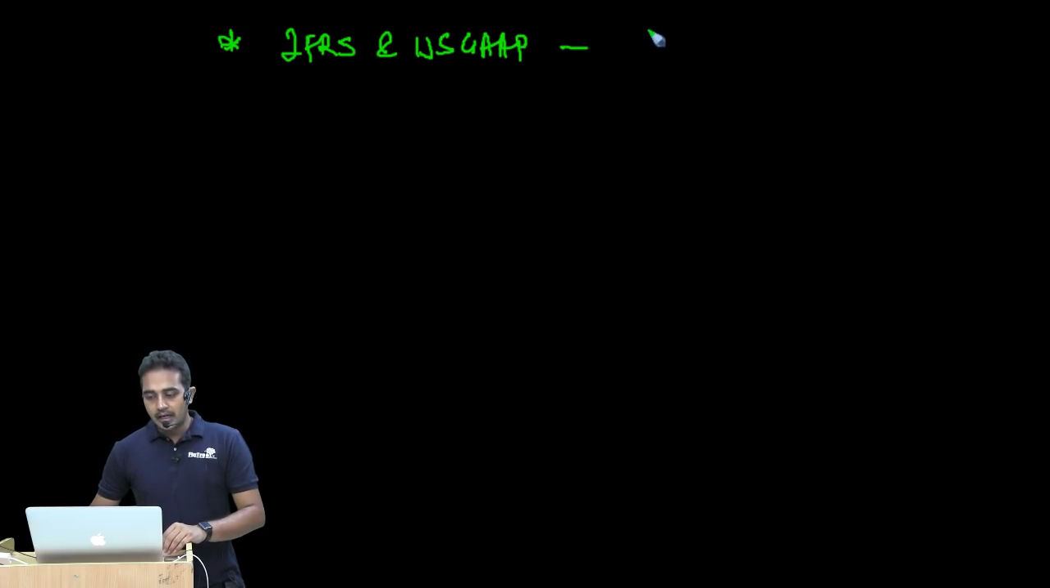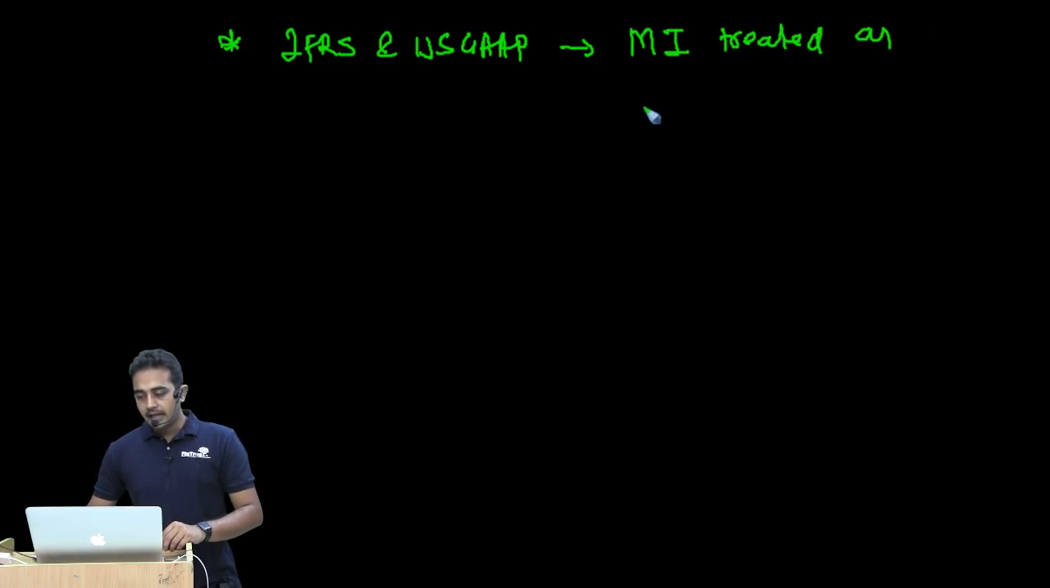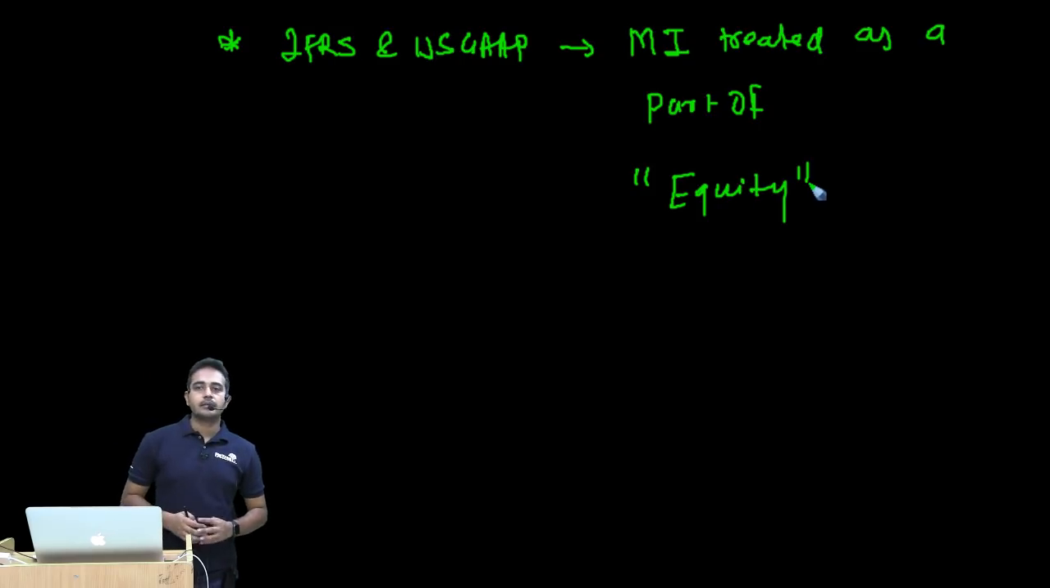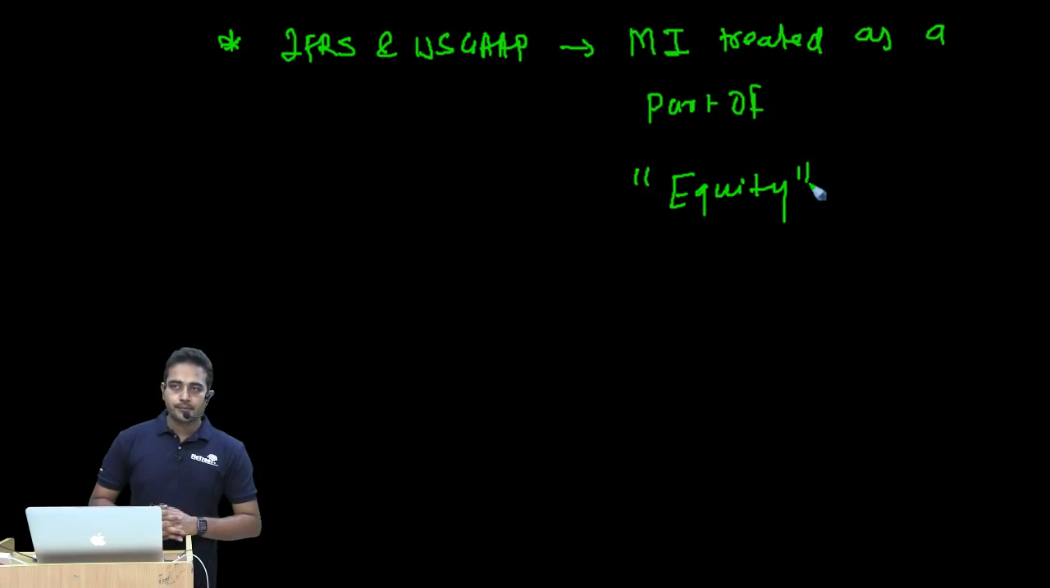Alright. So again, one important sentence is, as per both IFRS and US GAAP, minority interest is to be treated as a part of equity. So this is something you specifically would want to remember for your level 1 exam.